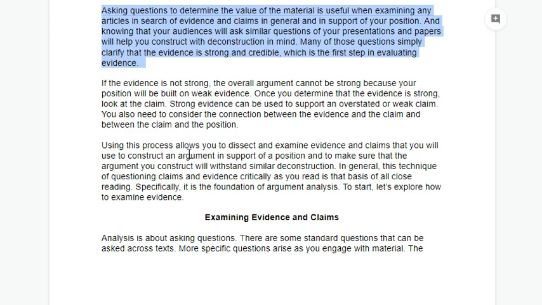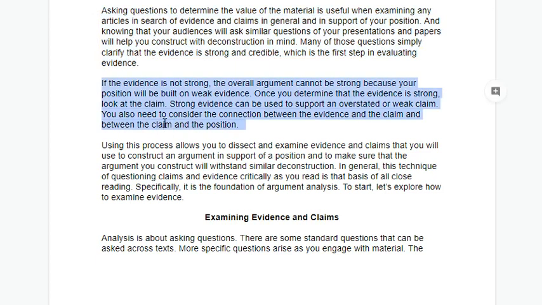And knowing that your audience will ask similar questions of your presentations and papers will help you construct with deconstruction in mind. Many of those questions simply clarify that the evidence is strong and credible, which is the first step in evaluating evidence. If the evidence is not strong, the overall argument cannot be strong because your position will be built on weak evidence. Once you determine that the evidence is strong, look at the claim. Strong evidence can be used to support an overstated or weak claim. You also need to consider the connection between the evidence and the claim, and between the claim and the position.